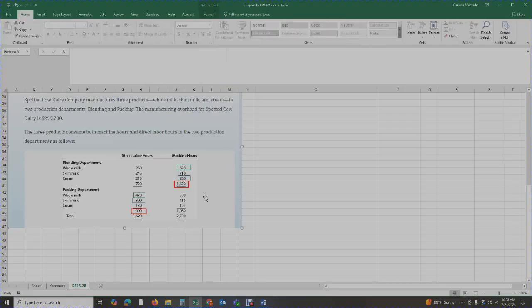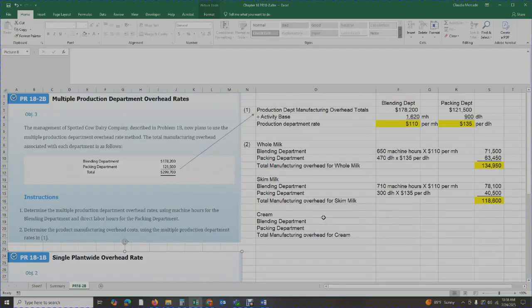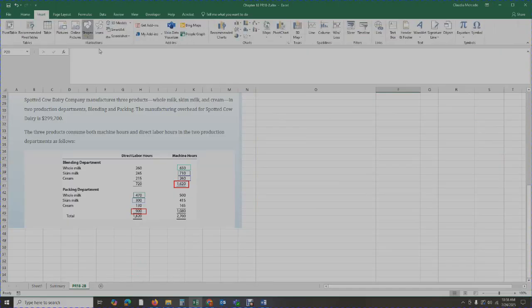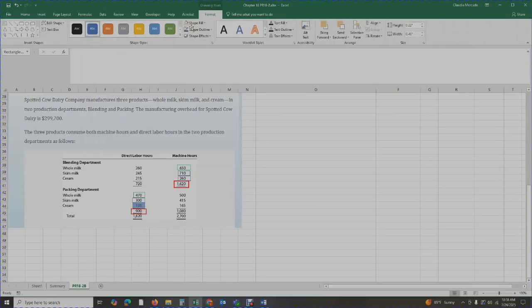Okay. So my 260, we're going to bring it up to the formula. So we've got for the blending department 260 machine hours at a rate of 110 per machine hour. That is going to be 260 times 110, 28,600. Now we're going to look at the packing department. The packing department, dealing with direct labor hours. We're going to go ahead and let's insert the shape. We've got 130 direct labor hours. That's the number we're going to use.